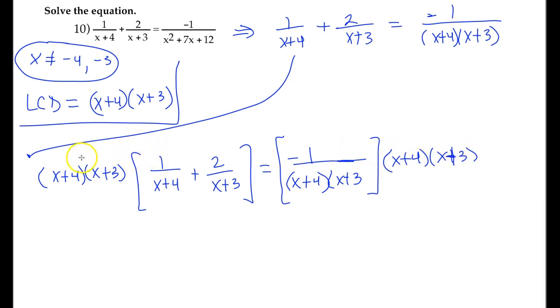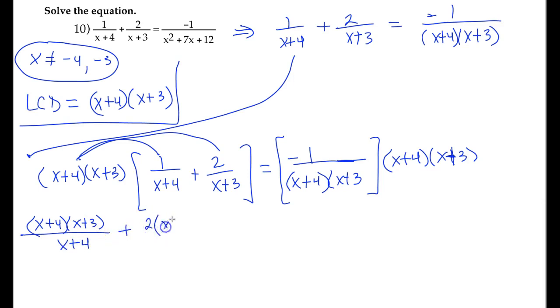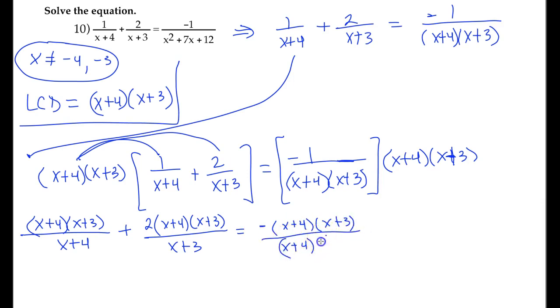Now, in doing this, when we multiply the x plus 4 times x plus 3 to both terms, what this will literally come out to be is this. For the first term, you just have x plus 4 times x plus 3 over x plus 3. The second term, you will have 2 times x plus 4 times x plus 3 all over x plus 3. And then on the right side, you will have a negative x plus 4 times x plus 3 over x plus 4 times x plus 3.